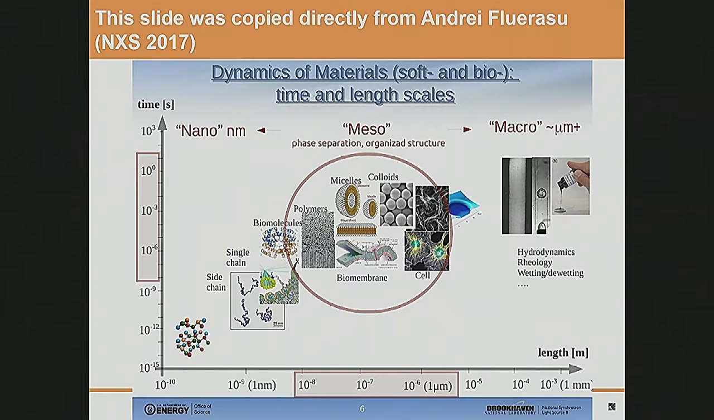But XPCS in particular is interesting because it covers a wide range of soft matter length and time scales, including colloids, micelles, polymers, and a lot of biological samples as well.